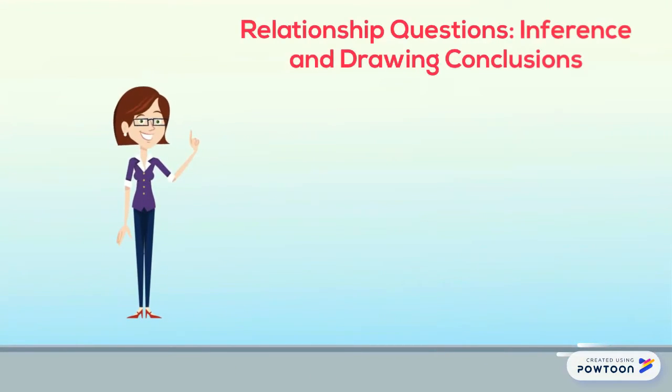Finally, we have relationship questions. This type of question asks you to recognize how different ideas or pieces of information in the passage are related. You may, for example, be asked to draw a conclusion, predict an outcome, make an inference, recognize a sequence, or determine the cause for a certain effect.